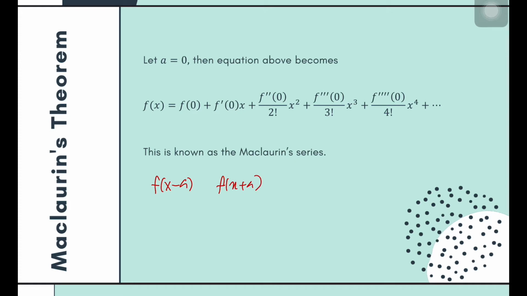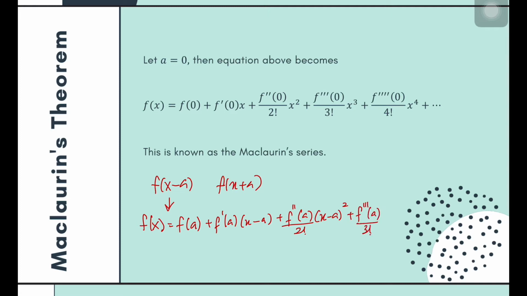So if we have a function in the form of f(x minus a), by using Taylor's theorem, we will get the expansion of this function as f(x) equal to f(a) plus f prime a (x minus a) plus f double prime a, don't forget to divide by 2 factorial, (x minus a) to the power of 2 plus f triple prime a divided by 3 factorial (x minus a) to the power of 3 plus dot dot dot, because this one is the infinite series.